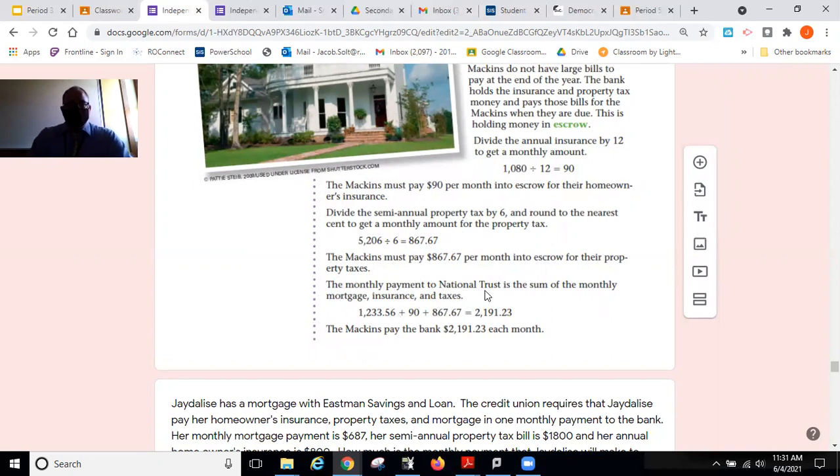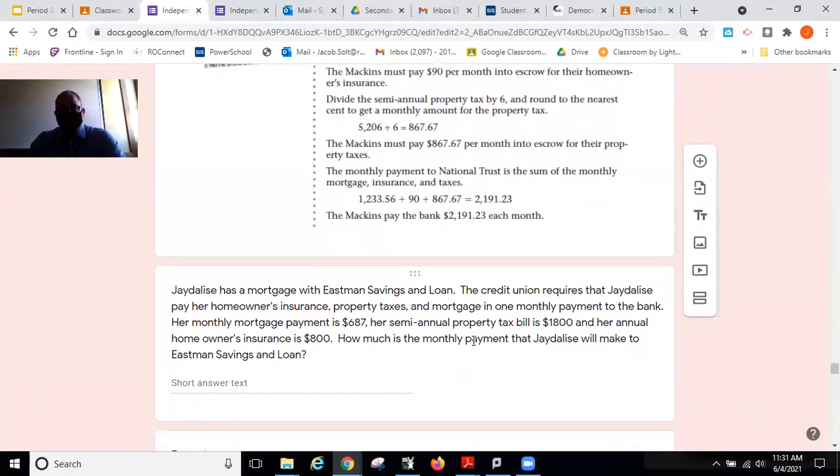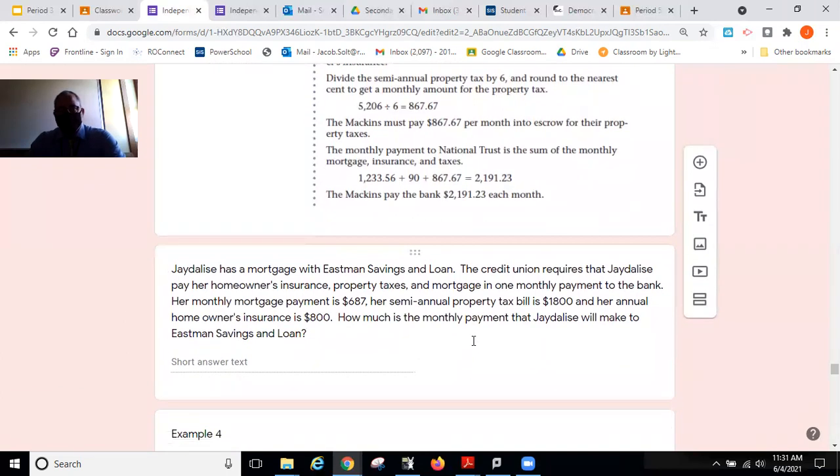The monthly payment to the National Trust Bank is the sum of the monthly mortgage, insurance, and taxes. So here's their $1,233.56 mortgage payment. Here's their $90 per month homeowner's insurance cost. Here's their $867.67 tax bill monthly. Add all these monthly payments up, we get $2,191.23. The Mackins pay the bank $2,191.23 each month. Woo, that is a lot, but okay, they must have a nice place.